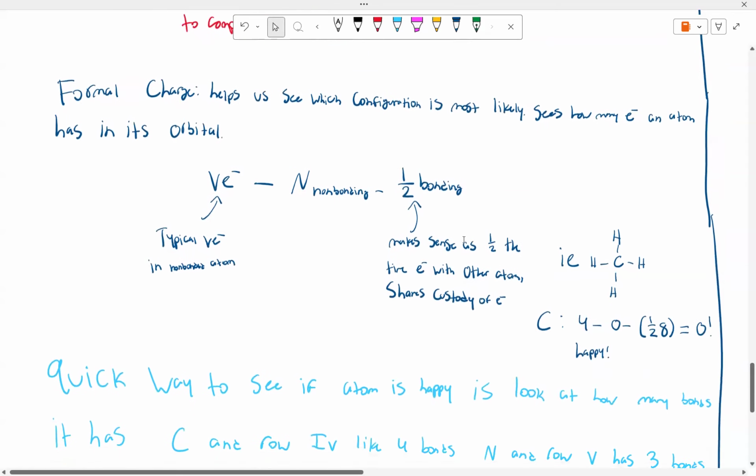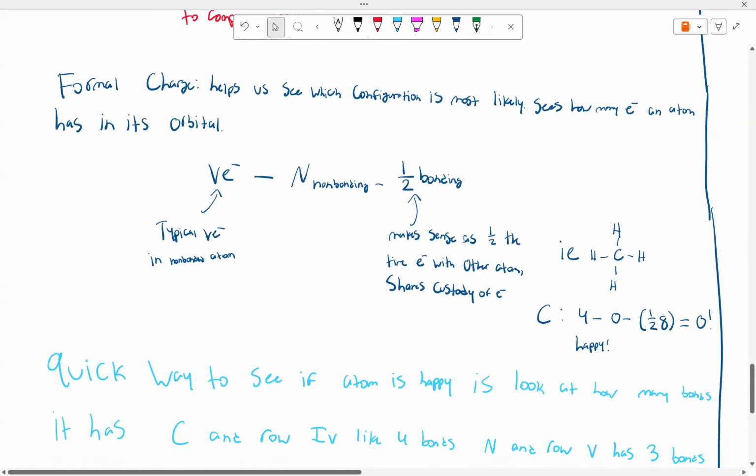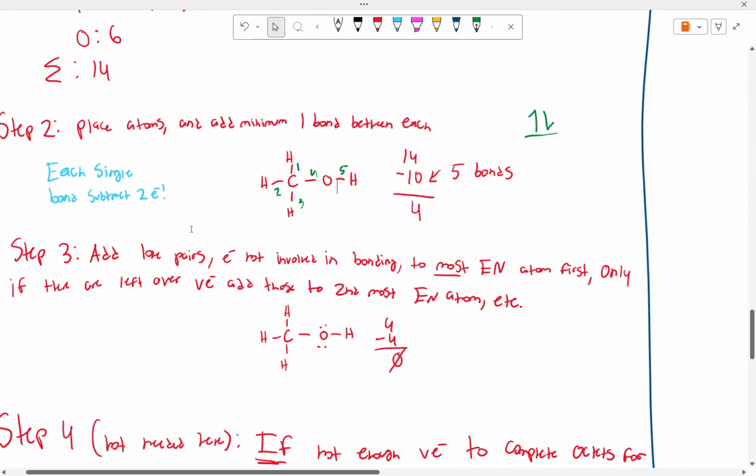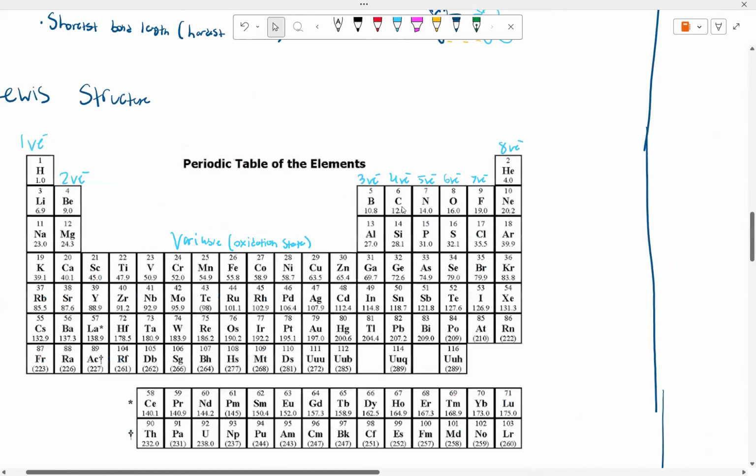Another thing is formal charge. Formal charge helps us see which configuration is most likely. It sees how many electrons an atom has in its orbital in this configuration versus its natural, neutral state when it's just a lone atom or element. So this equation is typical valence electrons in a non-bonded atom. So if you go up here, that's kind of what it's saying.